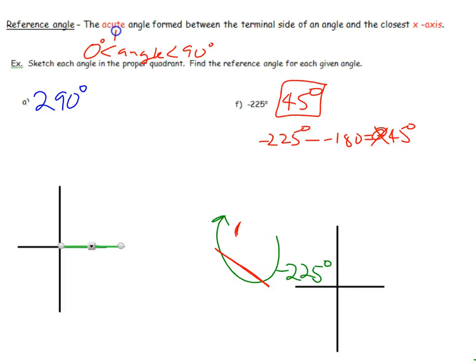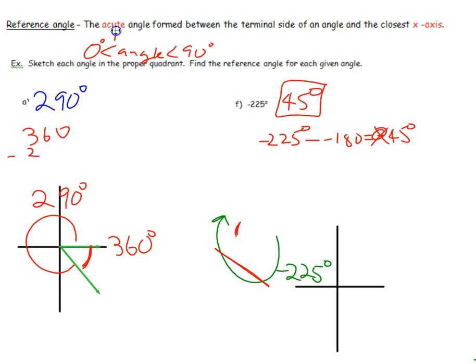Since 290 is a positive angle, I have to go in a counterclockwise direction. So I'm going to go like this. That's 90, 180, 270. Does it make sense why it would be somewhere over in this fourth quadrant? So this angle right here is 290 degrees. Well, what makes my reference angle? Wouldn't it be this little angle between 290 and the closest x-axis, which is 360 degrees? Well, what is 360 minus 290? 70 degrees. So this angle's reference angle is just 70 degrees.